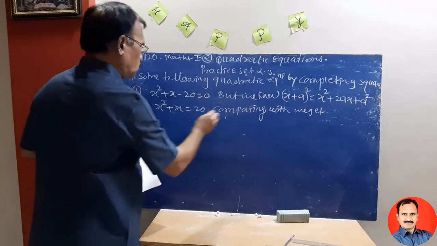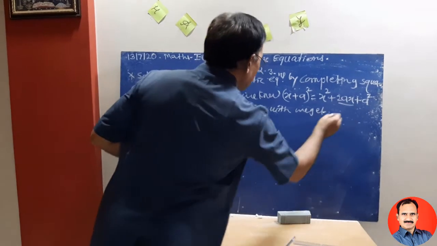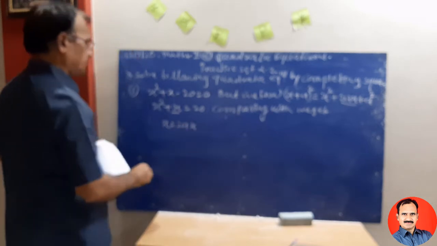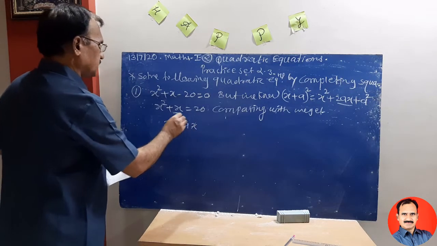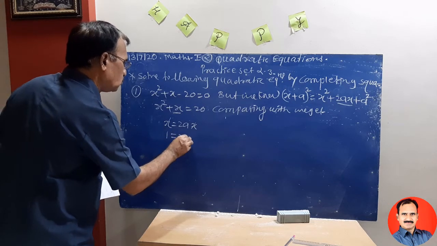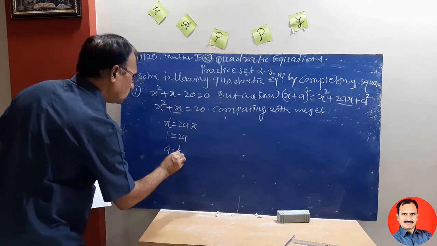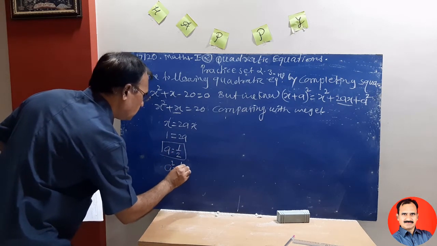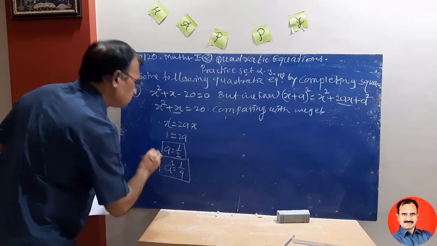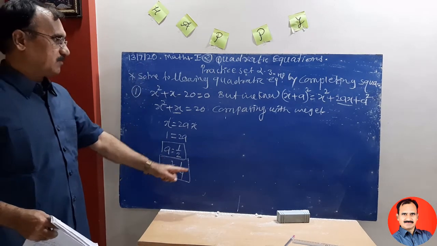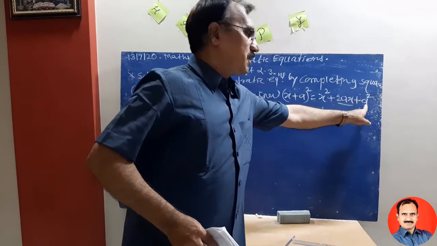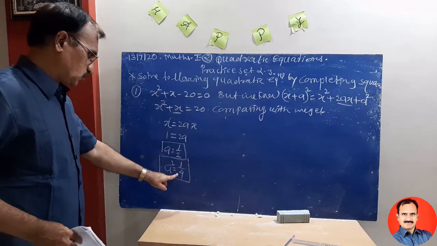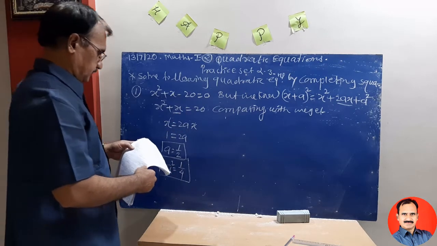x is the middle term, so x is equal to 2ax. Here x gets cancelled, which means 1 is equal to 2a, so a is equal to half. Squaring both sides, a square is equal to 1 by 4, so the third term is 1 by 4. The third term is a square.